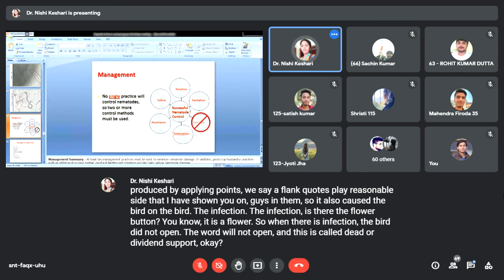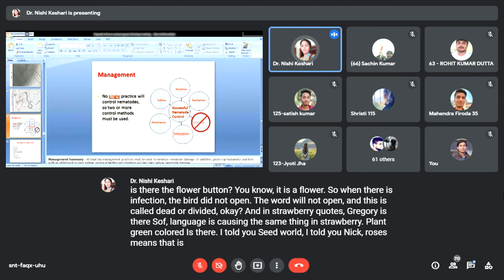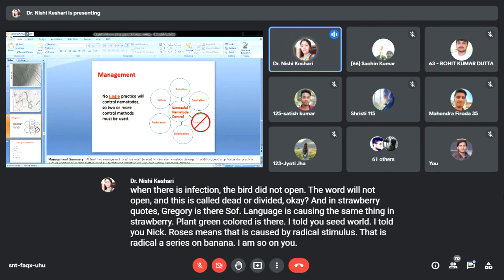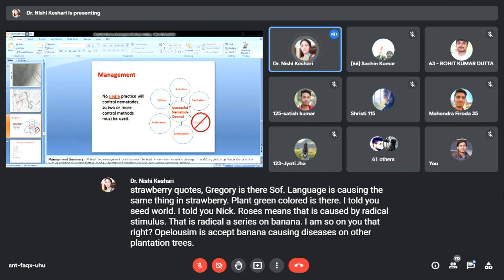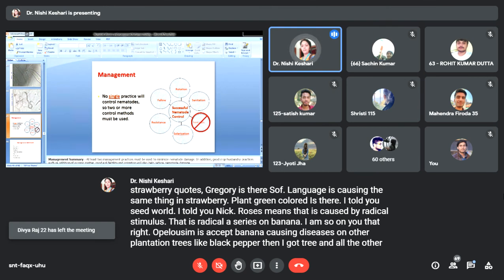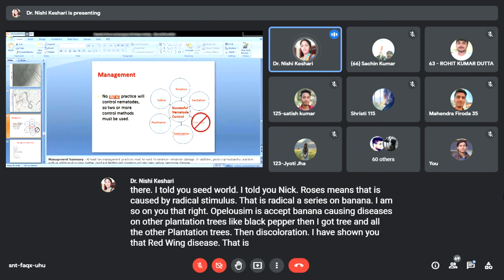Okay, and in strawberry, Aphelenchoides fragariae is there. So Aphelenchoides fragariae is causing the same thing in strawberry plant. Wrinkled or distorted stem, I told you. Swollen, I told you. Necrosis is caused by Radopholus similis. That is Radopholus similis on banana, I have shown you. Radopholus similis, except banana, causes diseases on other plantation trees like black pepper, then areca tree, and all the other plantation trees. Then discoloration, I have shown you that red ring disease, that is not normal color.